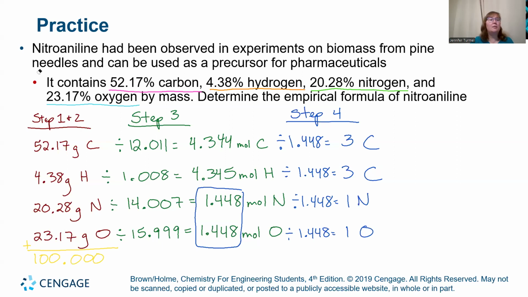Say hydrogen, right, carbon. Okay, try that again. Hydrogen. Okay. Now we come here to our step 5, and that is to place these values as subscripts. So we have C3H3NO. Okay. And that is our empirical formula.